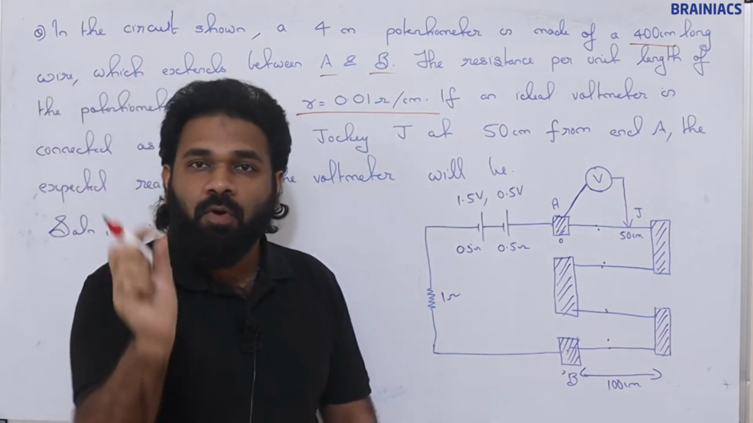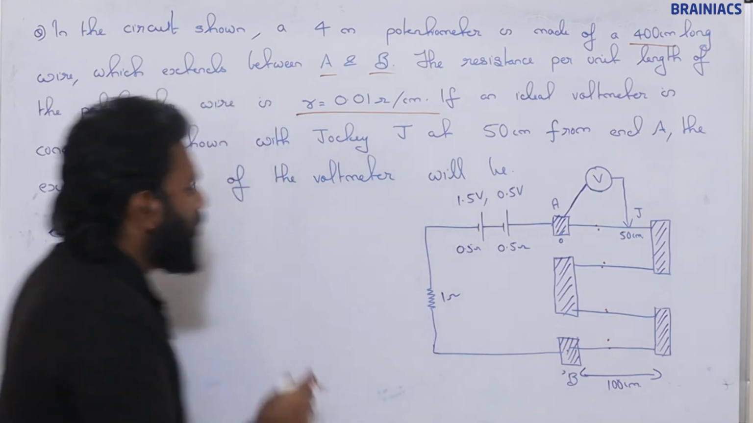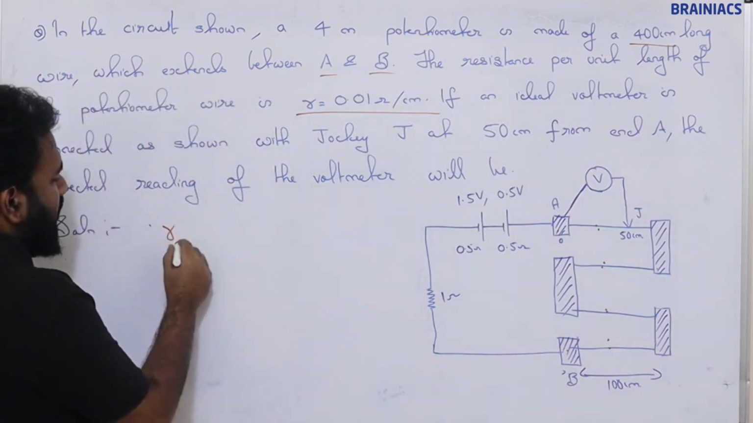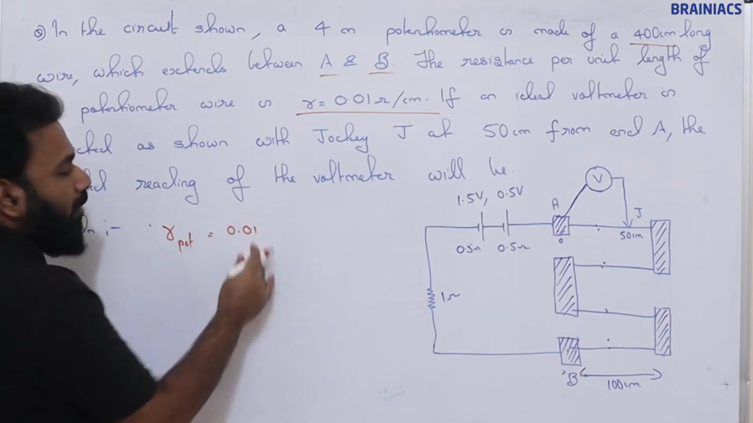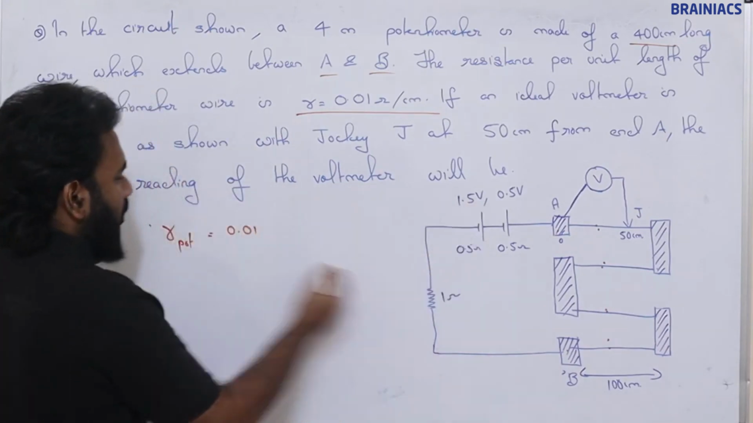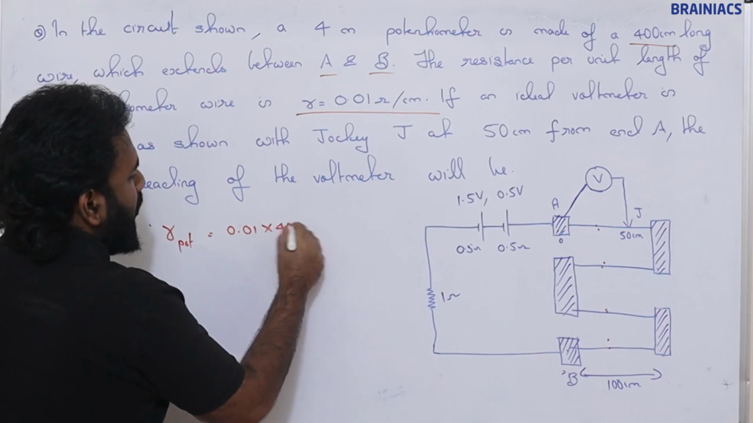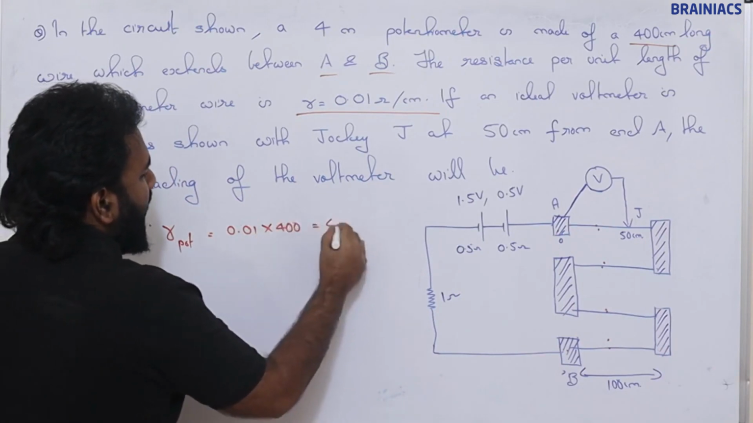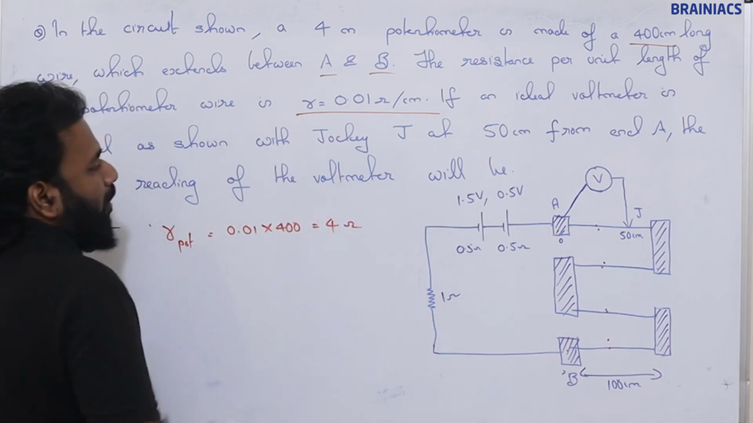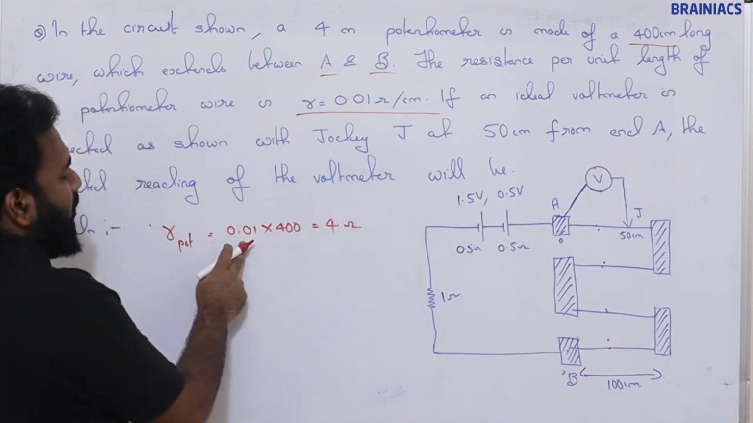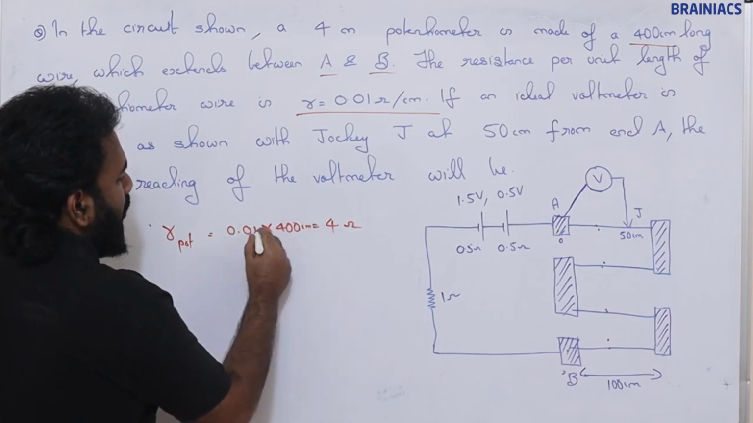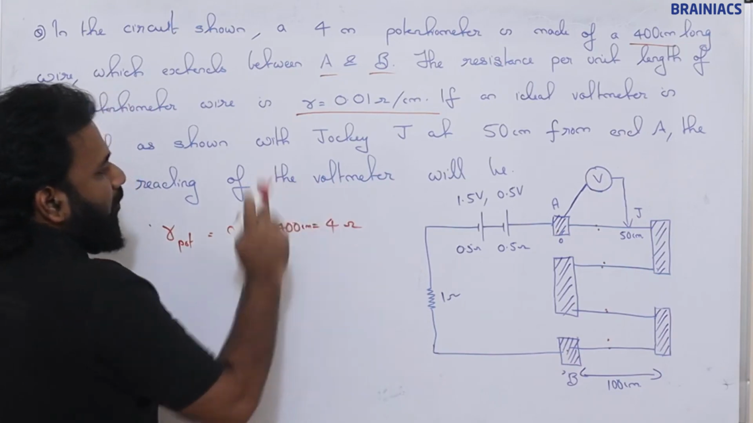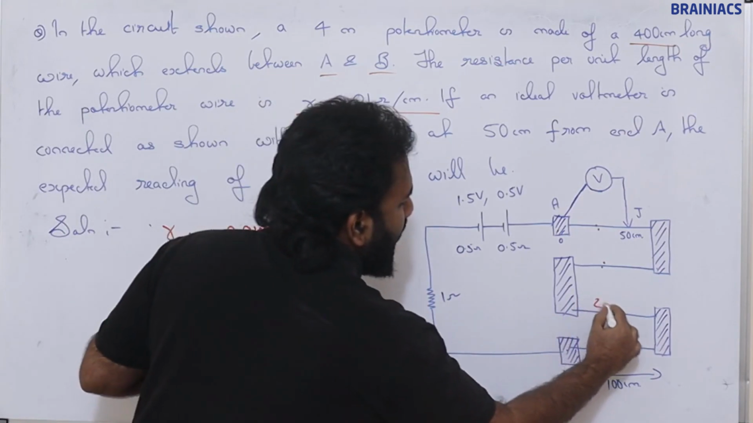0.01 is the resistance of 1 centimeter. So the resistance of potentiometer wire is equal to 0.01 for 1 centimeter. So for 400, this is going to be into 400. We can say that 4 ohm, 0.01 ohm per centimeter into 400 centimeter. So 4 ohm is the potentiometer wire resistance.